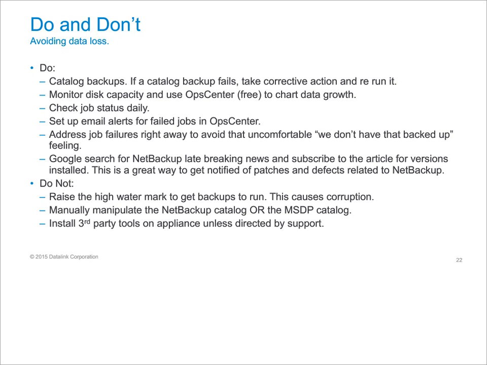Another key step: do a Google search for NetBackup late breaking news, and you can input the version of NetBackup you are running. Typically you'll want to use the core version, 7.5, 7.1, 7.6, or those first two numbers of your version, and you'll find a tech article that will cover the late breaking news for that version. And that will list all the known defects, downloadable patches, new releases, known issues, and everything about the version.